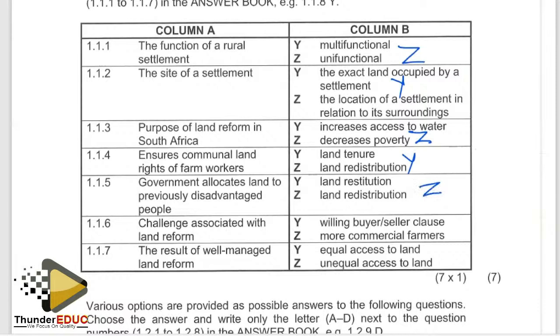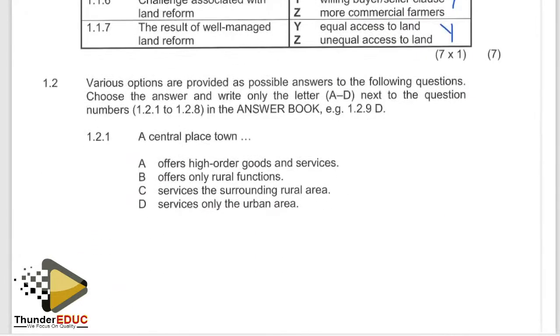Then challenges associated with land reform is Y. The result of well-managed land reform is Y. So that is our first question. We go to 1.2. 1.2 says a central place town is services that surround rural areas.